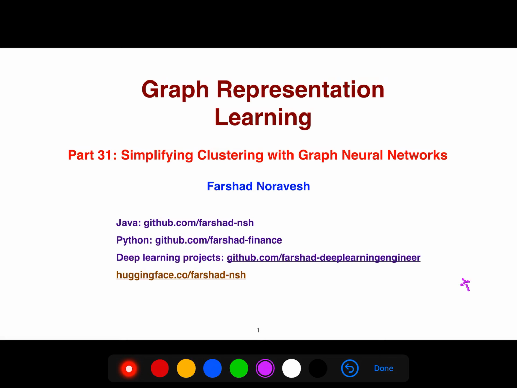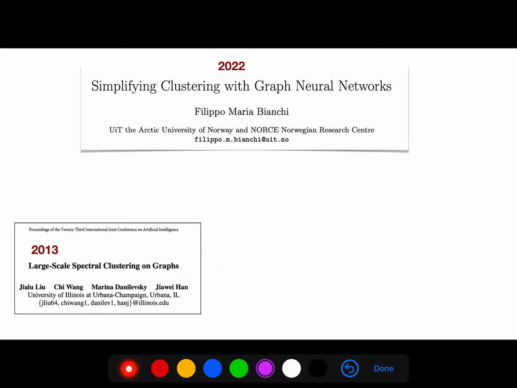All right, so yesterday I was talking about simplifying graph neural network SGN. But now today we have another title. We have simplifying clustering with graph neural networks. This paper in 2022 by Bianchi.